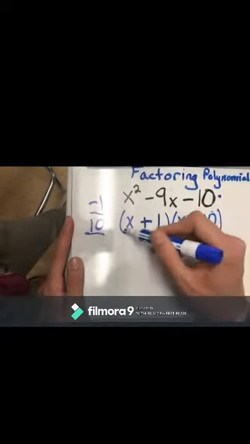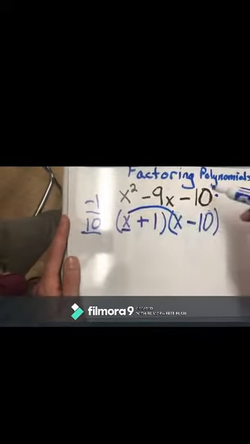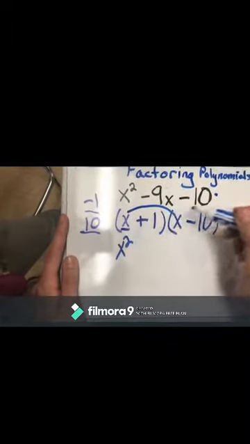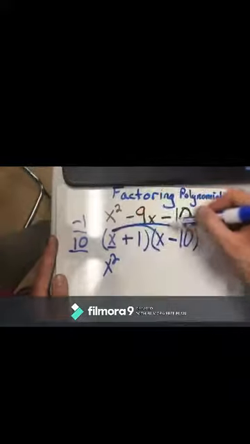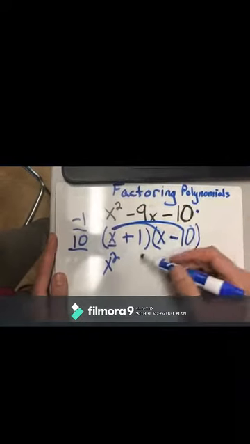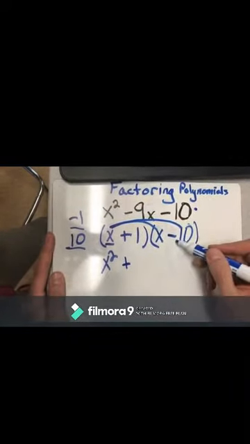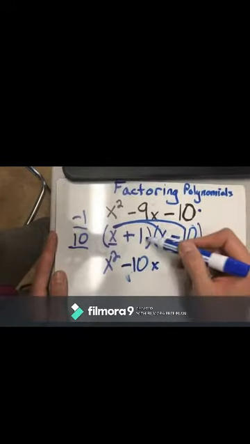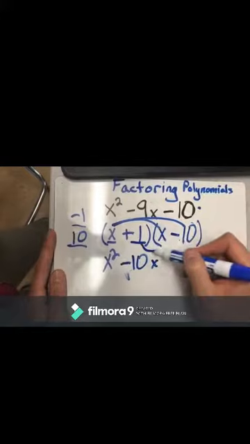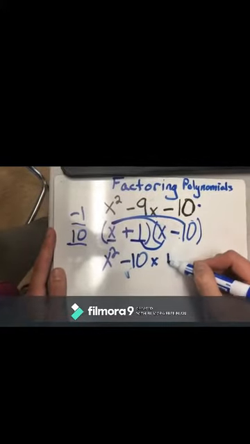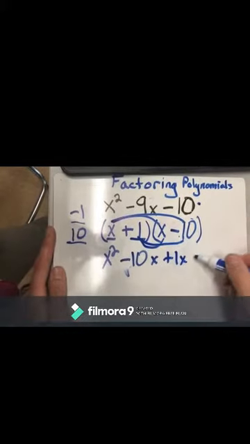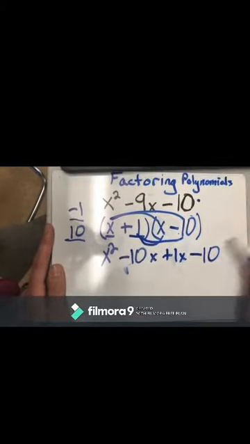So I'm going to multiply these just to check my answer. I distribute my first term x to each term. So x multiplied by x is x squared. We learned this through the box method, but I'm going to do this really quick. x multiplied by -10 is -10x. Then I distribute my next term to each term. 1 multiplied by x is going to be +1x. And then I multiply 1 by -10, which is going to give me -10.